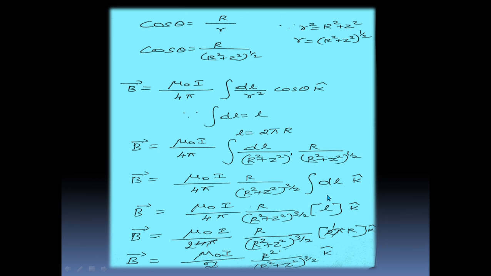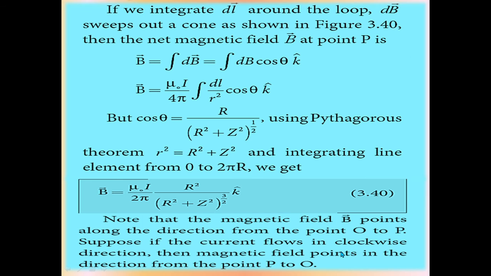Just substituting the value of L, 2 pi r: mu naught I divided by 4 pi, r divided by r square plus z square, whole power 3 by 2, into 2 pi r. Here pi cancels, and 2 fours are 2 twos. Then the equation becomes B vector is equal to mu naught I divided by 2, r square divided by r square plus z square, the whole power 3 by 2 into k cap. Here there is a small error in your textbook. Note it down. It is not 2 pi, that is only 2. B vector is equal to mu naught I divided by 2, r square divided by r square plus z square, the whole power 3 by 2 into k cap.